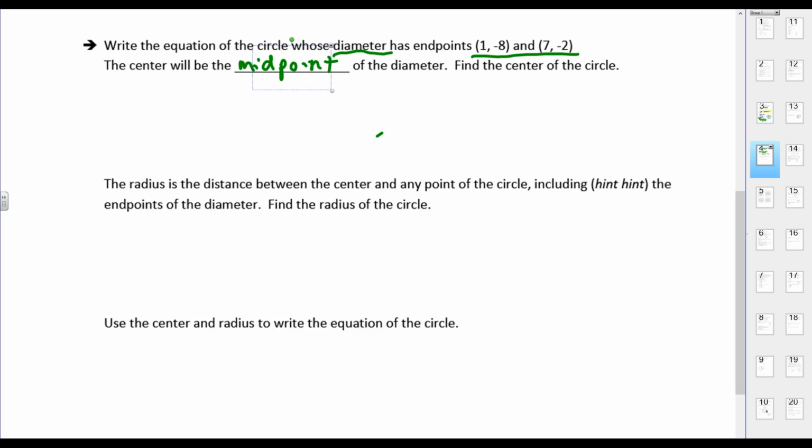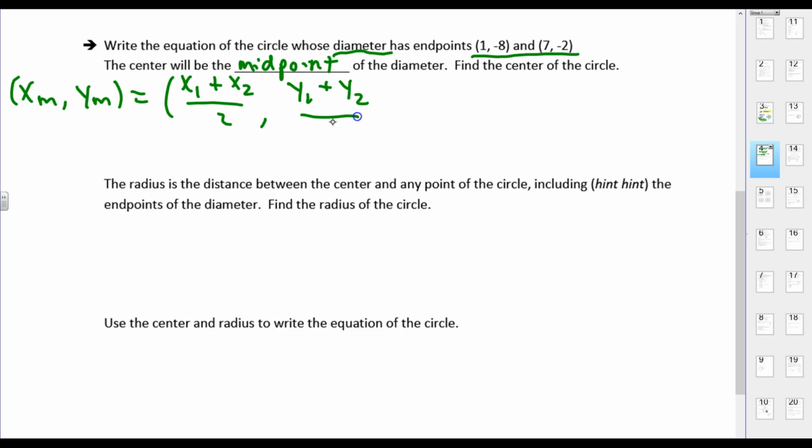If you guys remember, it's been a while, our midpoint equation is (xm, ym), because remember the midpoint is a point, is equal to the average of my x's and the average of my y's. That is a y1, by the way.